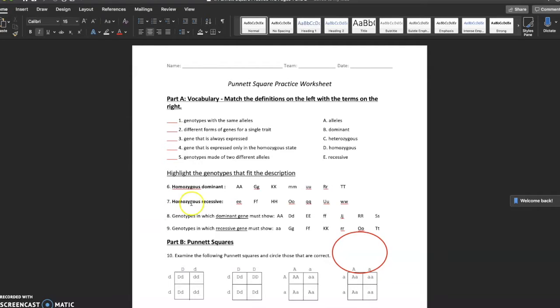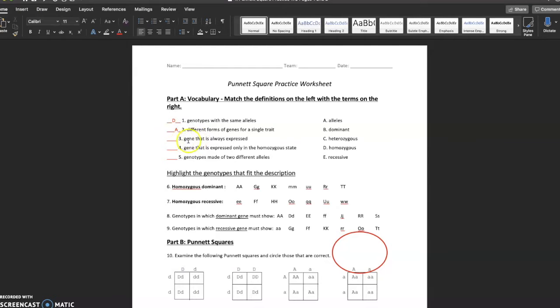So for part A, we had to match the definitions to their vocab terms. For number 1, genotypes with the same alleles, that's going to be homozygous. So number 1 should have been D. Number 2, different forms of genes for a single trait. Those are going to be alleles.